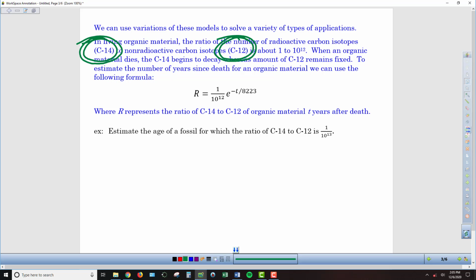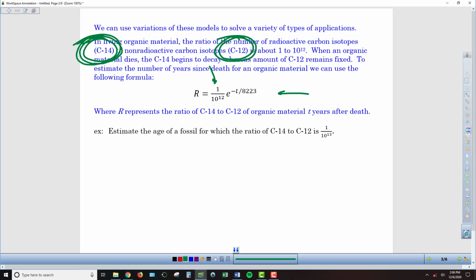As we see how that ratio changes, we can use that to determine the approximate age of some sort of organic material, how long ago it had died, how long ago it stopped replenishing that supply of radioactive carbon-14. And so the equation for that is shown here. We can see that this is an exponential decay model.